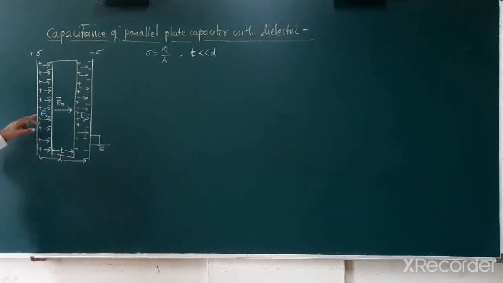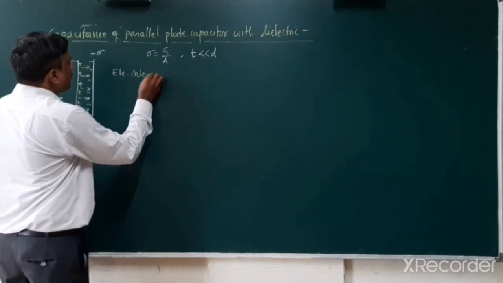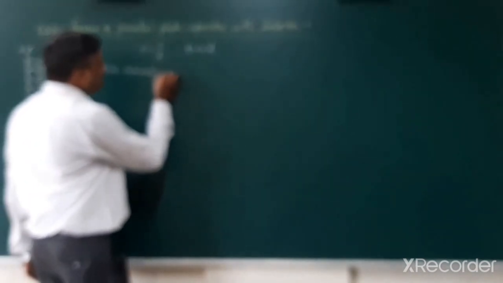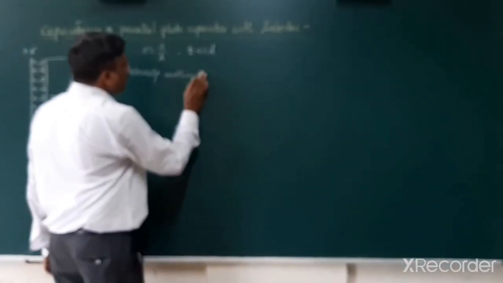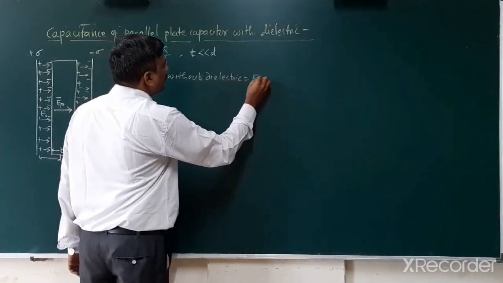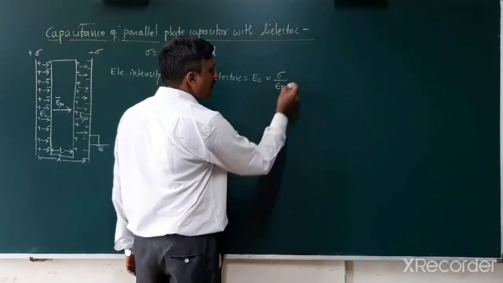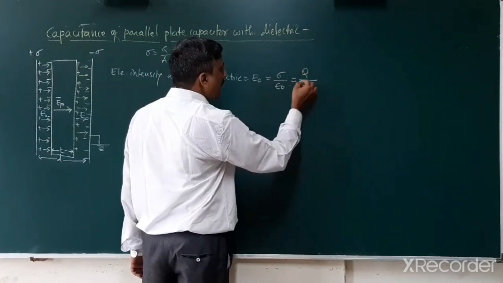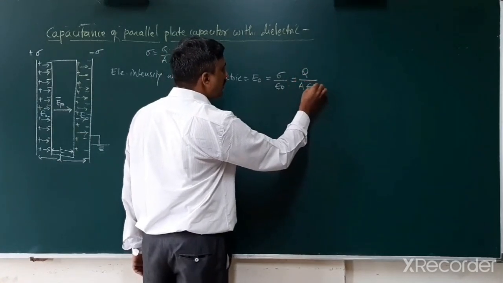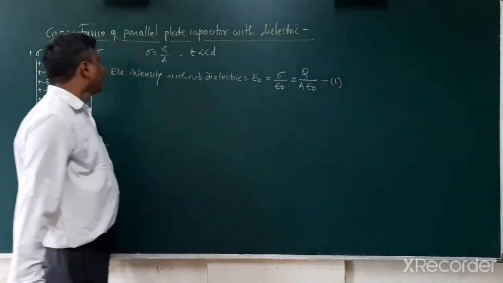First of all, calculate E0, meaning there is no medium. In the previous article we studied this electric intensity. This is also parallel. Electric intensity without dielectric equals E0 equals sigma divided by epsilon 0. But sigma is charge divided by area, so E0 equals Q divided by A epsilon 0. This is my first equation.